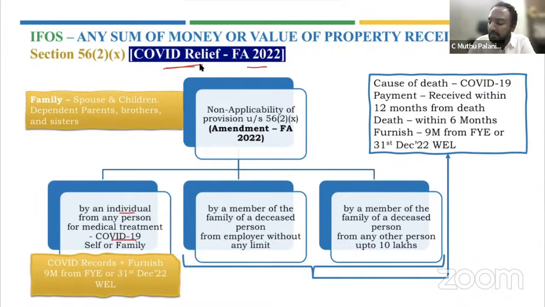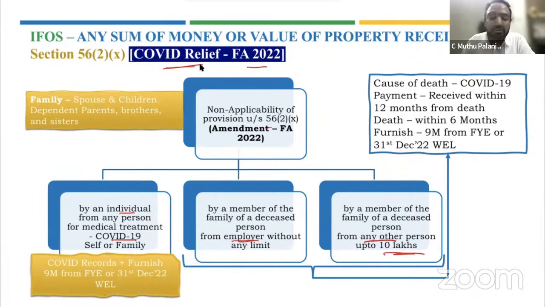Now, non-applicability of provision under section 56(2)(10), we said by an individual from any person. Next is member of a family of a deceased person from employer. So employer is giving to the employee's family because the employee is no more. Employee has passed away, so employer is giving to them. Here there is no limit. Whatever is received is tax-free. By a member of the family of a deceased person from any other person, not the employer, the limit is 10 lakhs. So up to 10 lakhs, it is not taxable.